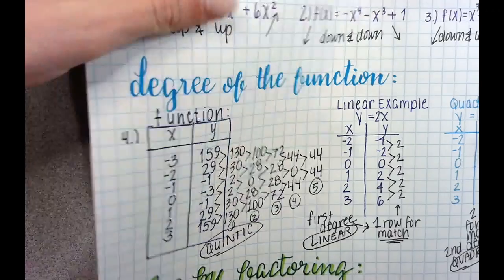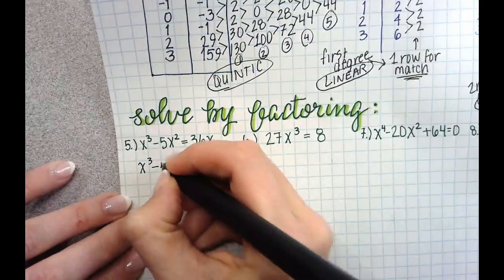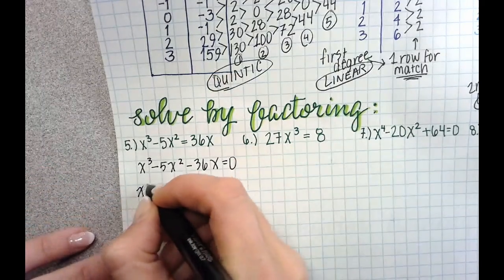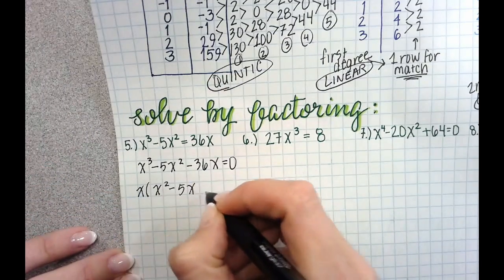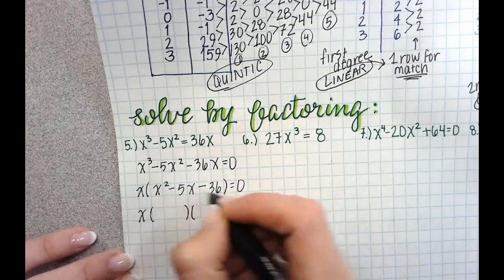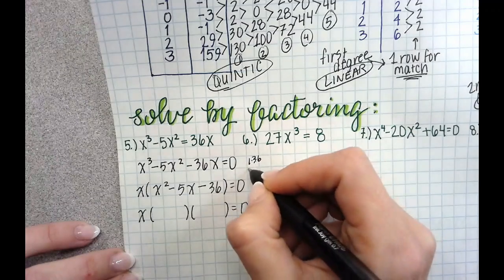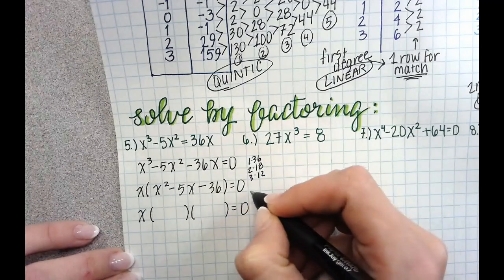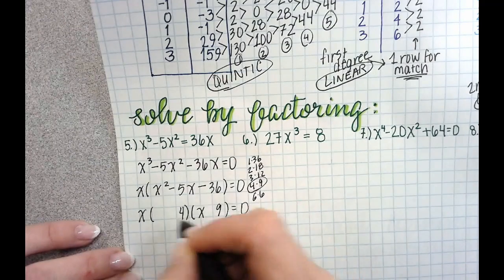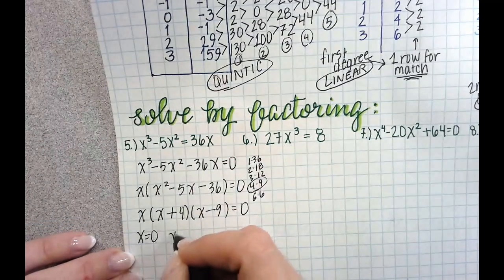All right? Next. Solve by factoring. First and foremost, get it equal to 0. Factor. Take out the greatest common factor. What multiplies to give you 36 and adds or subtracts to give you 5? 1 and 36? No. 2 and 18? 3 and 12? 4 and 9? Not done.